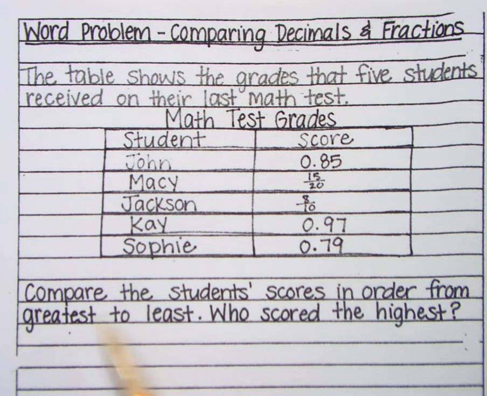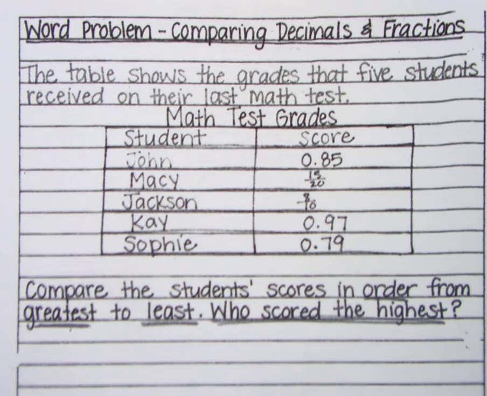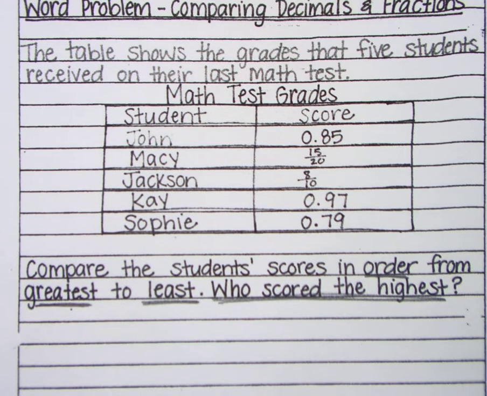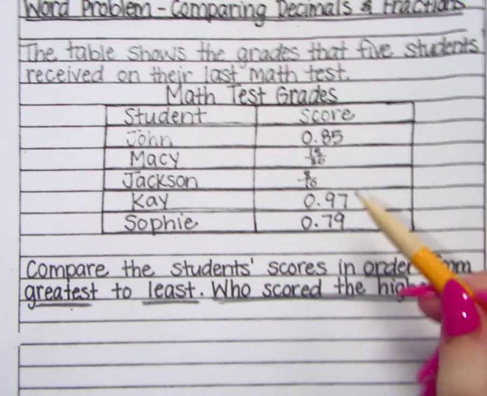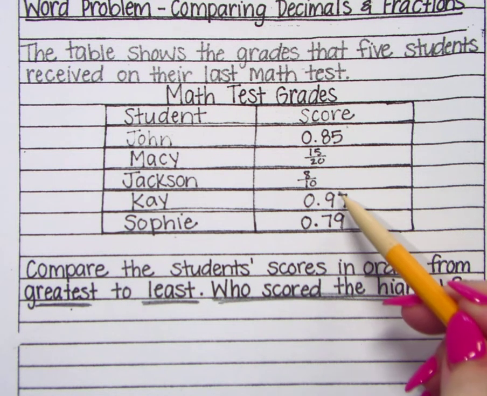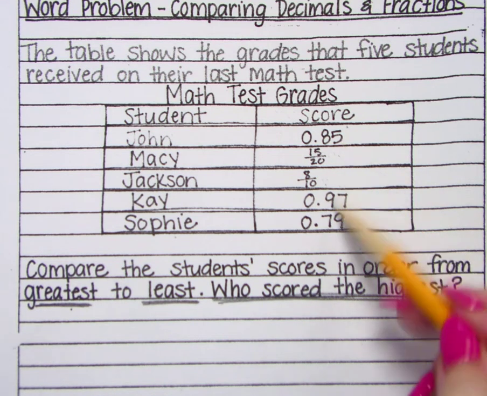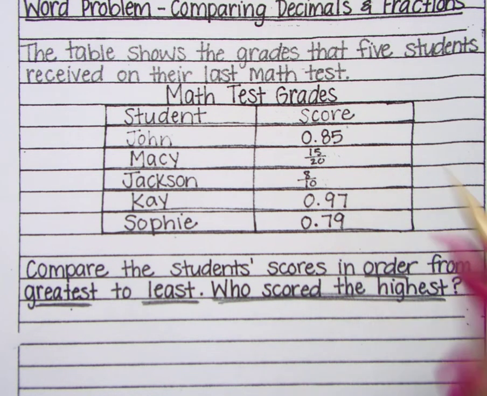The question wants us to compare the student scores in order from greatest to least. So we're looking biggest to smallest. Who scored the highest? So we first need to order them and then answer who scored the highest. So we don't need to just stop at that order. So let's make all of these either fractions or decimals first. It looks like it's going to be easier to turn them all into decimals because we have more decimals. So basically, we need to get these two fractions into hundredths, because that's what these decimals are in, and then write them as a decimal.